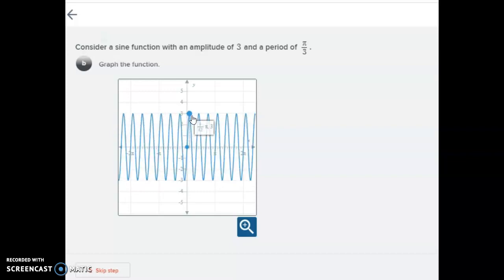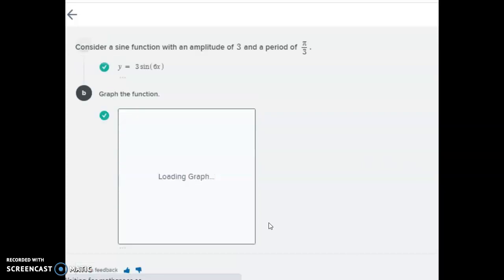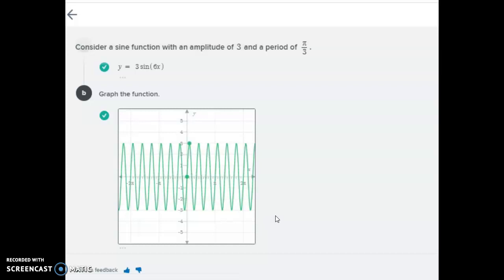Right there. 1, 2, 3, 4, 5, 6. I think I have that right. When I submit, I get a green check. So again, the graph was more or less correct to begin with.